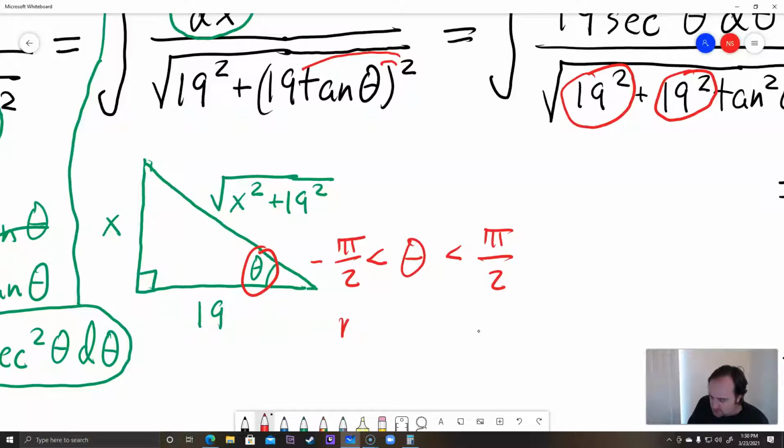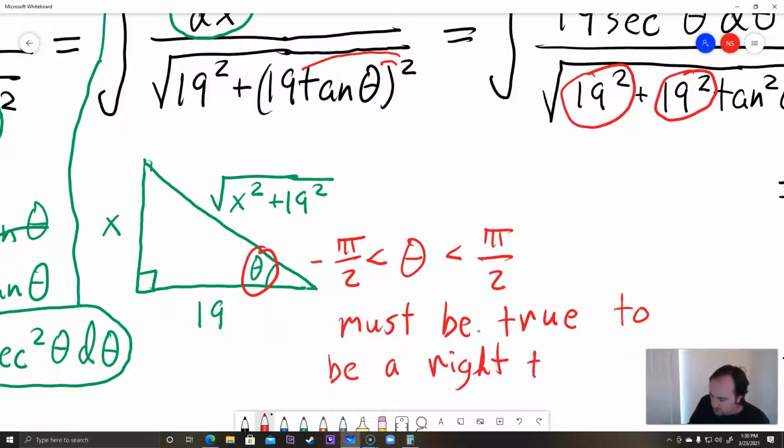So this must be true to be a right triangle. And you might be wondering, how can you have a negative angle? Well, it just ends up working out that way. You're allowed to have a negative angle, but the absolute value of your angle cannot be larger than 90 degrees, because then you would have two right angles and that wouldn't make sense.